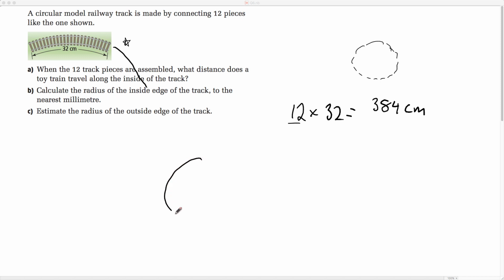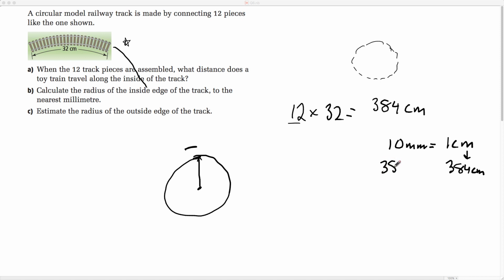So what we have is a circular track here, with an outside radius and an inside radius. We're calculating this inside radius using millimeters instead of centimeters. There are 10 millimeters in 1 centimeter. So if I have 384 centimeters, we multiply this by 10, and you get 3840 millimeters. That is the circumference of the inside of this railway track.